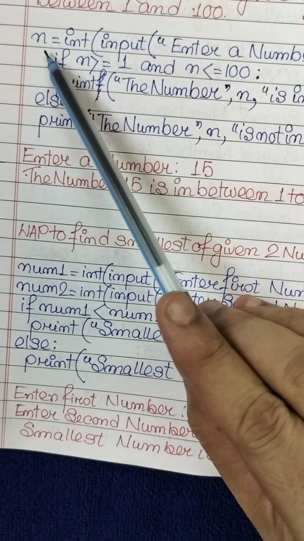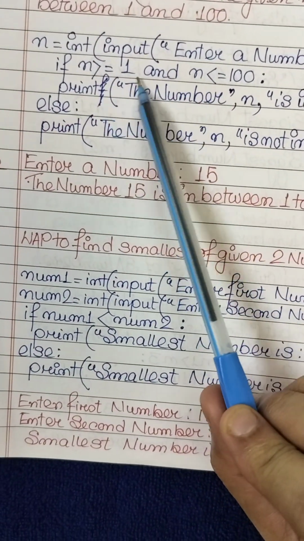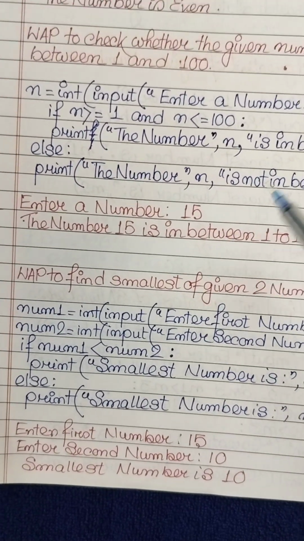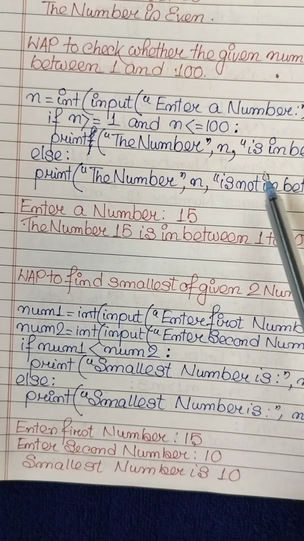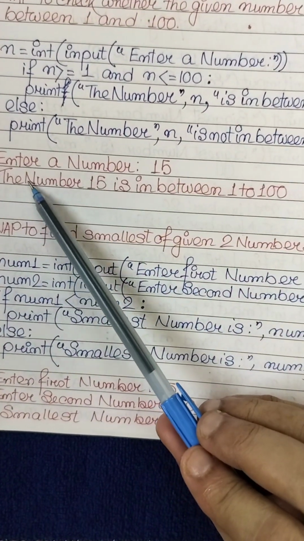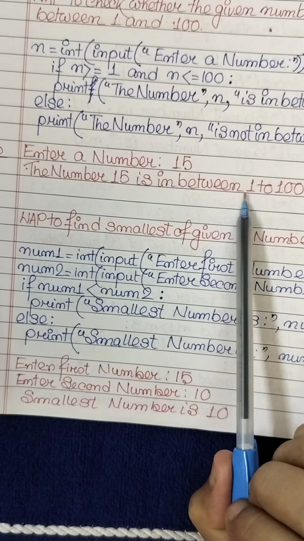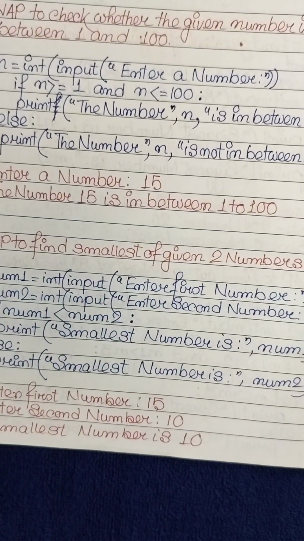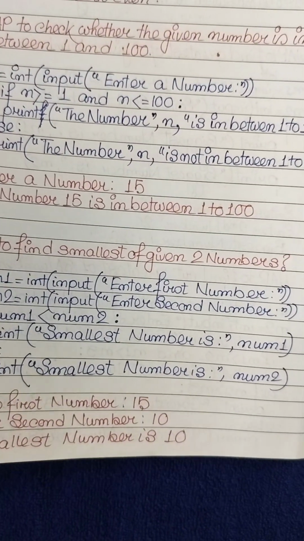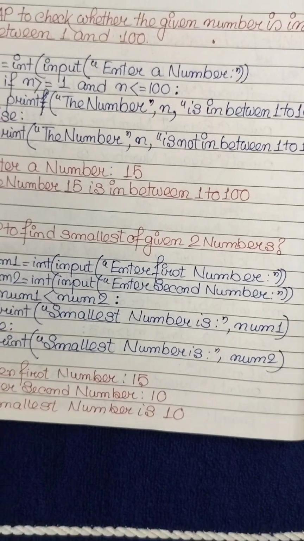If we take the number 52, suppose, 52 is greater than 1 and less than or equal to 100. So we have to print that the number 52 is between 1 and 100. Here I have taken the number 15, so the number 15 is between 1 and 100. This is the way we solve different programs using conditional statements.